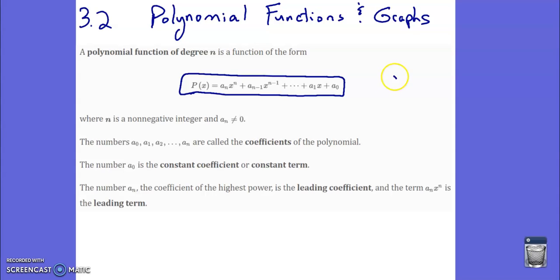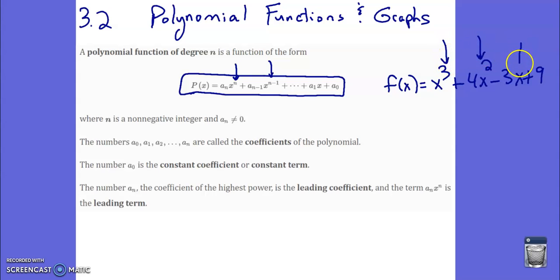So even if I had f of x equals x cubed plus 4x squared minus 3x plus 9. Again, notice that the exponent n, and then n minus 1, and then it keeps counting down, just like I went 3, 2, 1, and then it goes all the way down to the a sub 0 here, in other words, the constant. So that's the generic form of a polynomial.